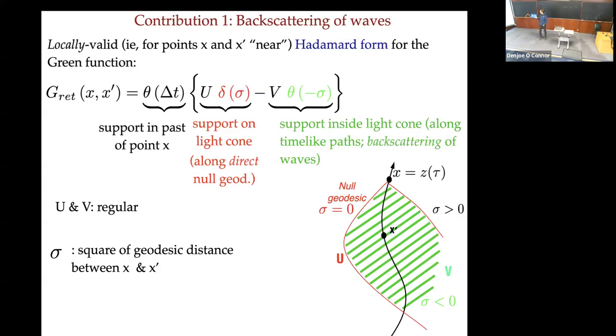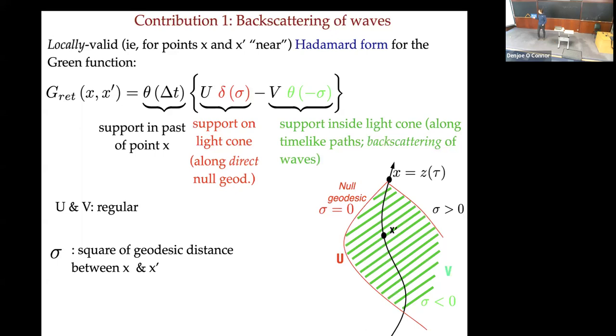So how does this arise? Well, there are mainly two contributions. One is the backscattering of waves. This is an analytic expression for the retarded Green function, the so-called Hadamard form. It makes explicit the singular structure of the retarded Green function. That's a very powerful expression. The caveat is that it's only valid in a normal neighborhood of the point, so only very locally, only when there's a unique geodesic joining the two spacetime points.